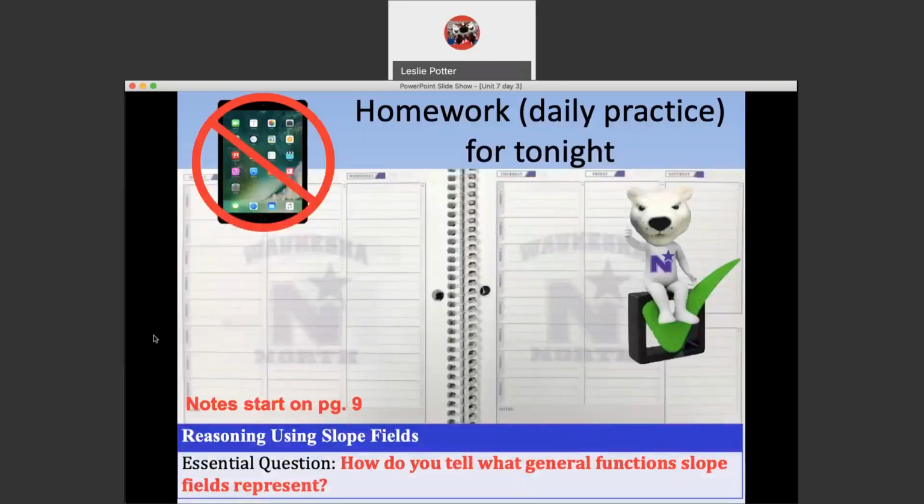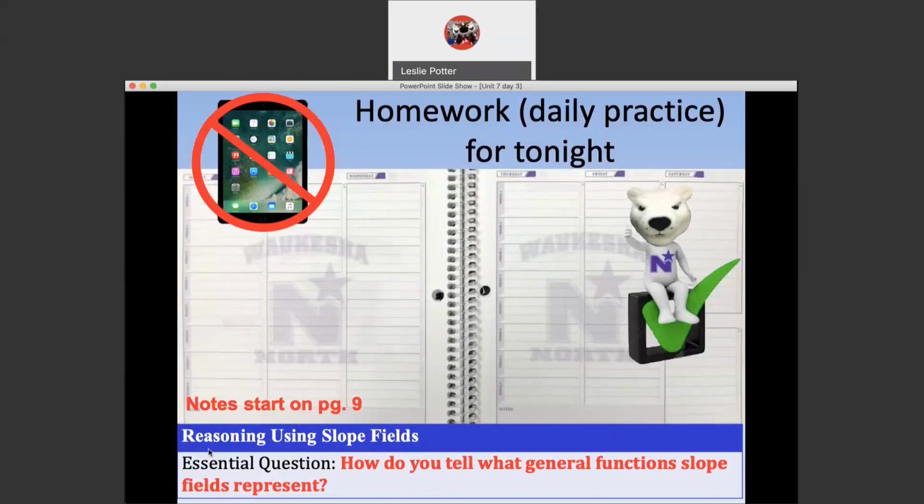These are the notes for Unit 7, Day 3, and they start on page 9 of your packet. Last class, we talked about drawing slope fields and also picking a differential equation that matched the slope field. And then we ended the discussion with sketching some possible solution curves. And we're going to continue that discussion today.